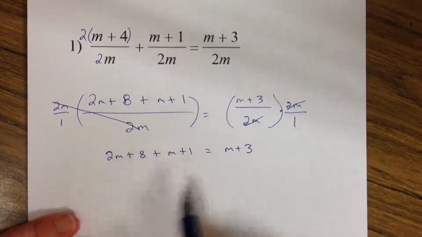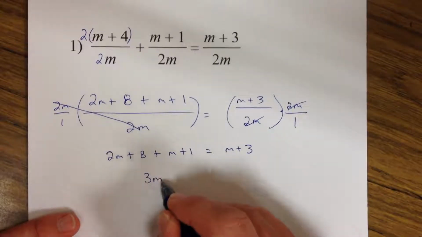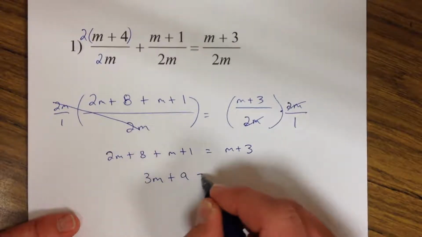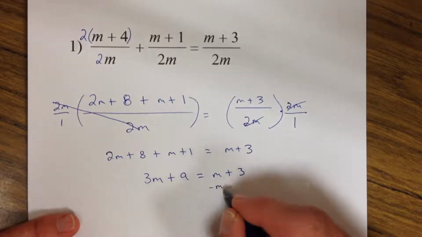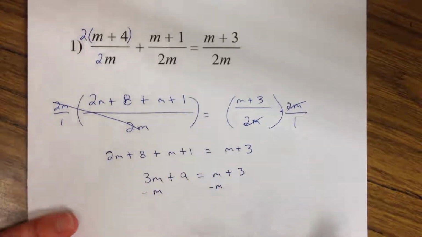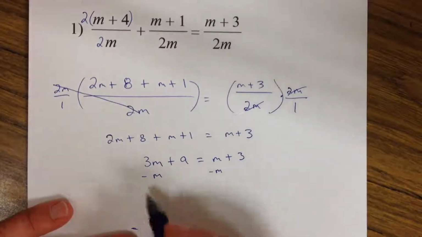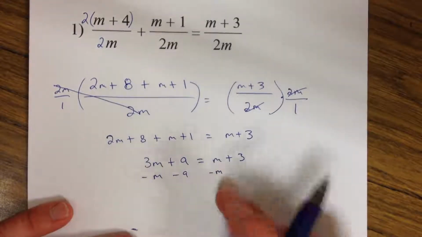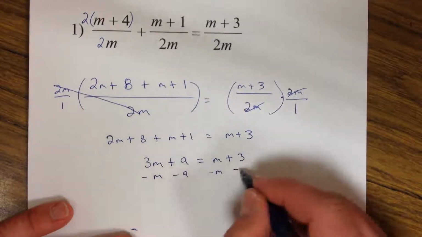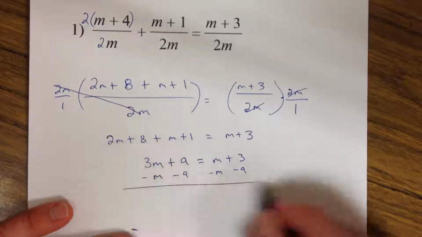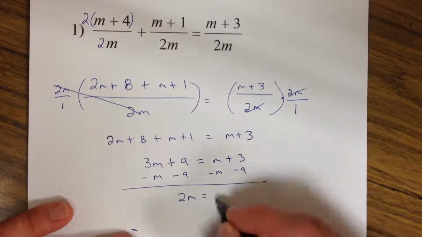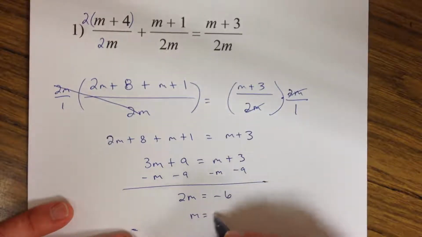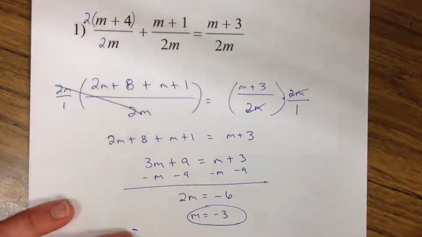All right, and then we collect what we can, so we have 3 m's plus 9 equals m plus 3. I'm just going to do 2 steps in one so I don't run out of room. I'm going to subtract m from both sides, and I'm going to subtract 9 from both sides. So that all comes out to 2m equals negative 6. So m equals negative 3.